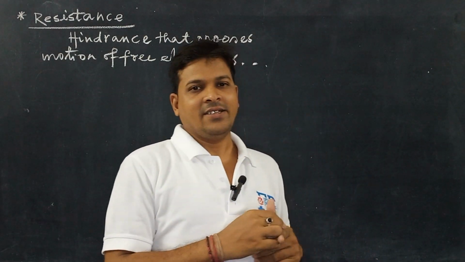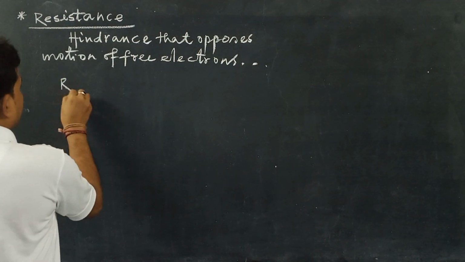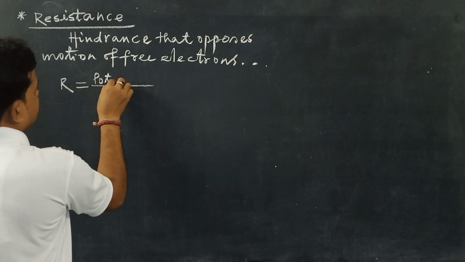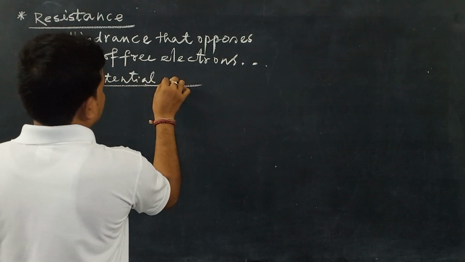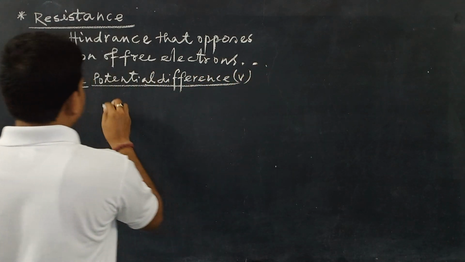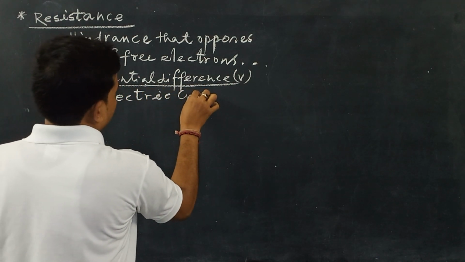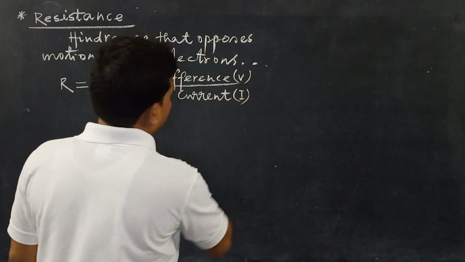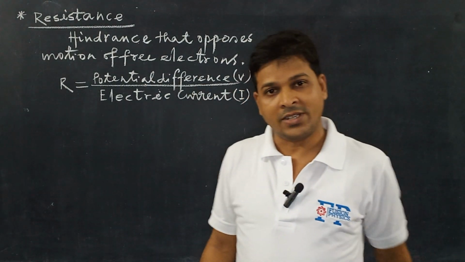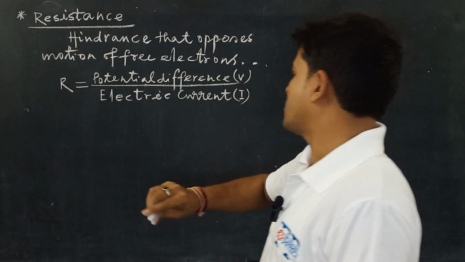But mathematically, this can be defined as: if the resistance is denoted by R, then R is equal to the potential difference, denoted by capital V, and the electric current, their ratio, V divided by electric current I. This relation is established from another important part, that is Ohm's law. From this, resistance R equals potential difference divided by electric current.